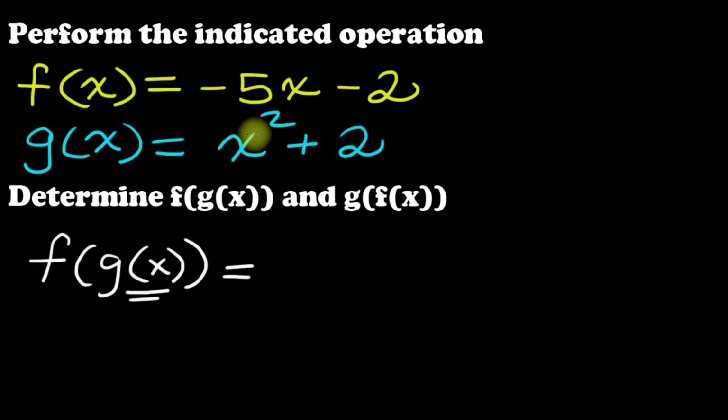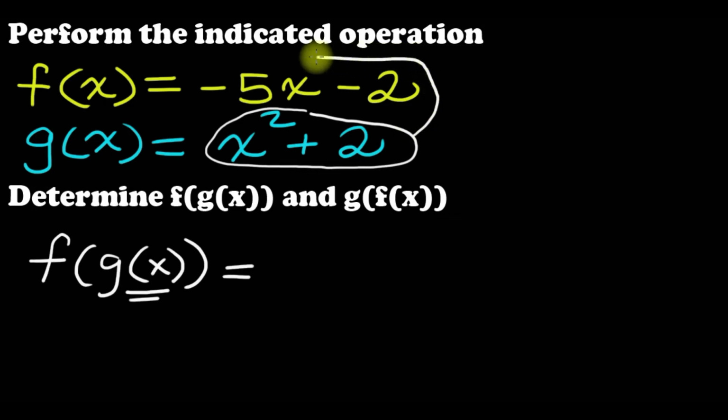Let's go ahead and find g of x. Here's g of x. Since we have to plug that into f of x, we're going to take that whole thing and plug it into the x of f of x. So it's going to look like this: negative 5 times whatever x is, and x happened to be what g of x is, which is x squared plus 2. So you get negative 5 times x squared plus 2.